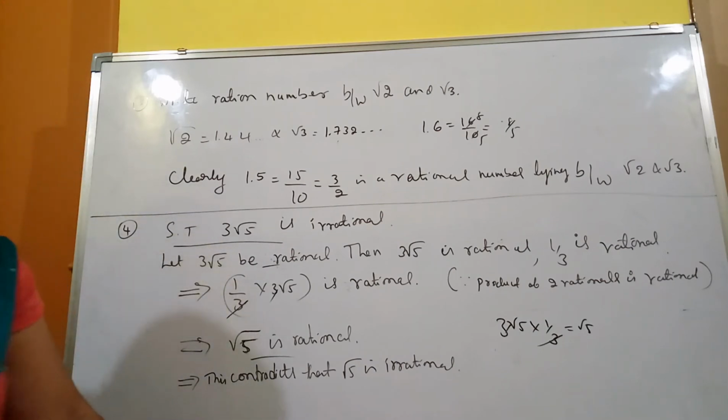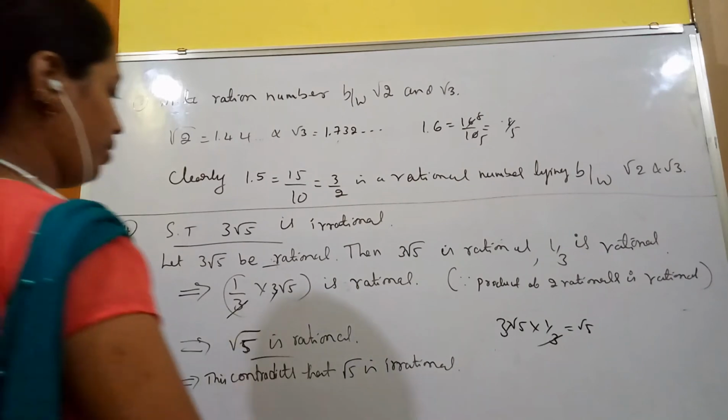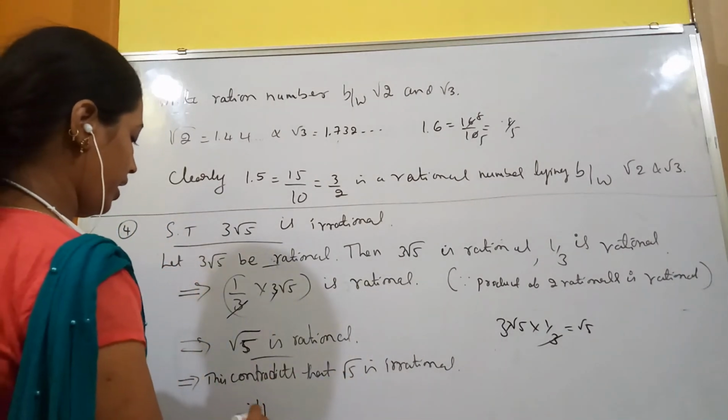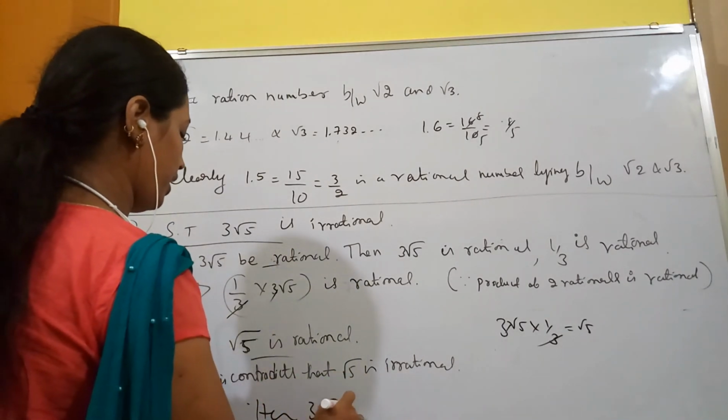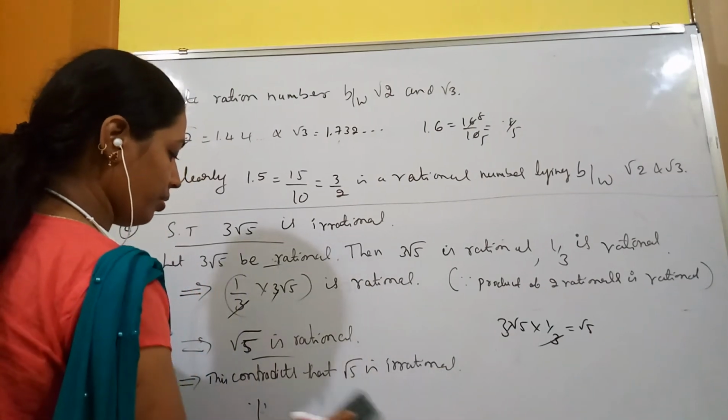This contradicts that root 5 is irrational. If root 5 is irrational, hence we can say that 3 root 5 is irrational. It's a very very easy problem. You have to keep in your mind also, 3 root 5 is also irrational. The same thing if they ask, find out, therefore, hence we can say that 3 root 5 is irrational. Okay students, like that we can prove.